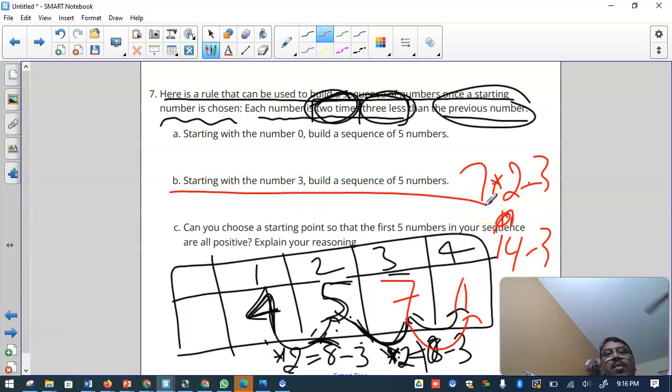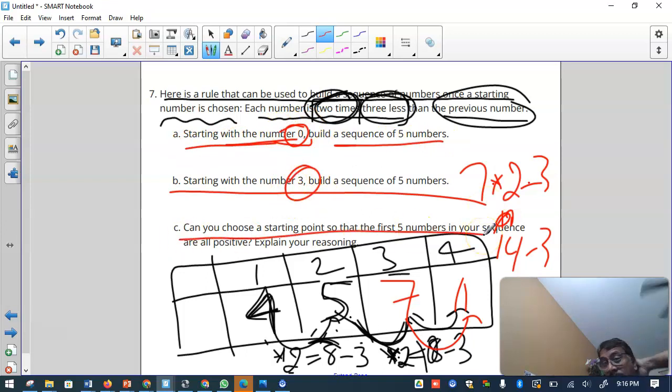And this one also starts with, oh, they already gave us. So you start with 0 and build a sequence. They already gave you what to choose. And I hope this will help.